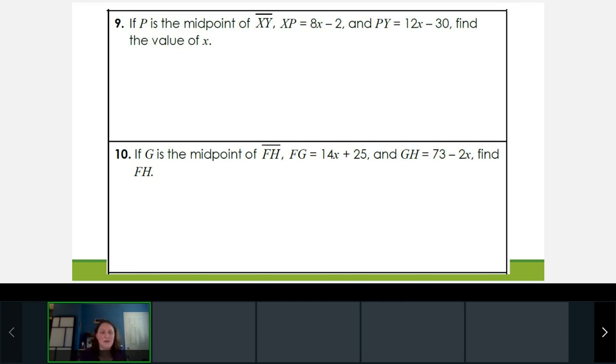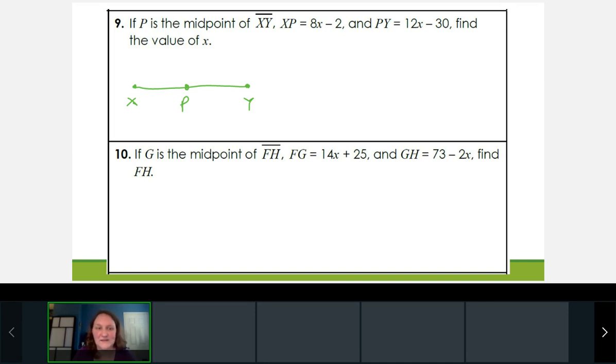In number 9, it says if P is the midpoint of XY, XP equals 8x minus 2, PY is 12x minus 30, find the value of x. This can feel overwhelming, right? Just like anything in life, let's do it one step at a time. I love geometry because 99% of the time, there's a picture that we can draw that goes with it. And I'm not a great artist, but I can draw a segment, right? Segment XY. And P is its midpoint.